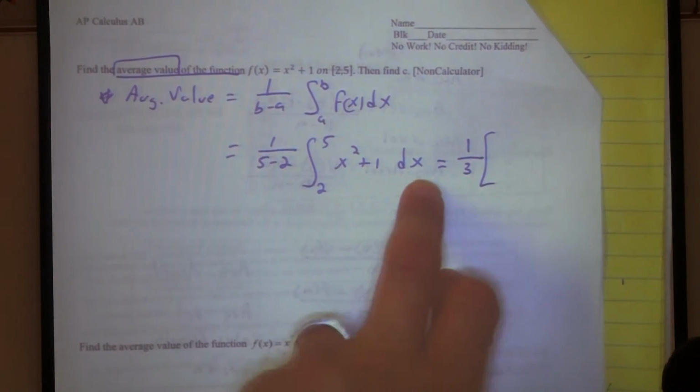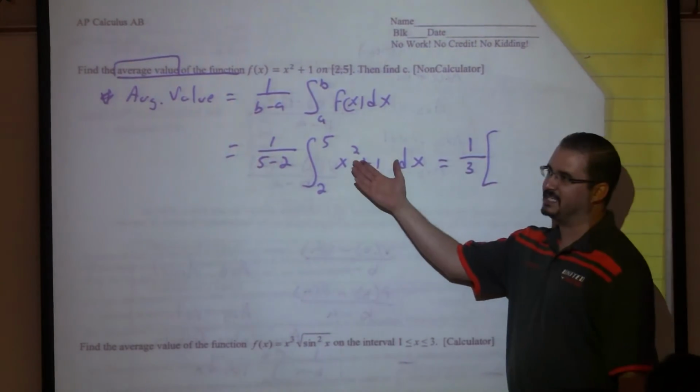So we get 1/3 times, what's the antiderivative of this?